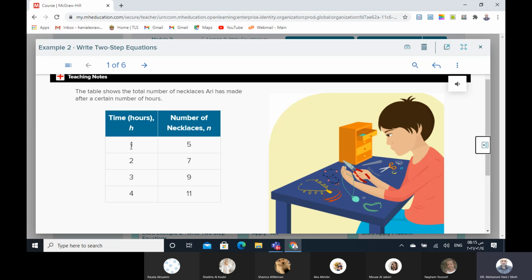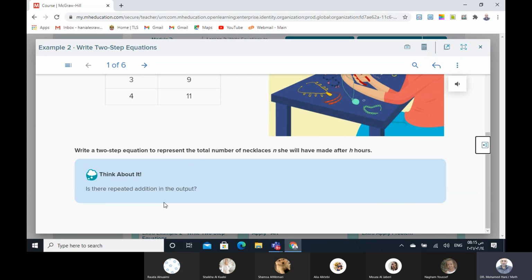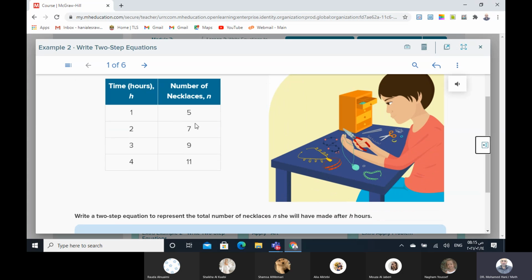As you see here, with 1 hour, the number will be 5. With 2 hours, we have 7. With 3 hours, we have 9. With 4 hours, we have 11. And as you see here, when the hours increase by 1, the number increases: 5, 7, 9, 11, an increase of 2. So is there repeated addition in the output? As you see here, you have 5, 7, 9, 11.